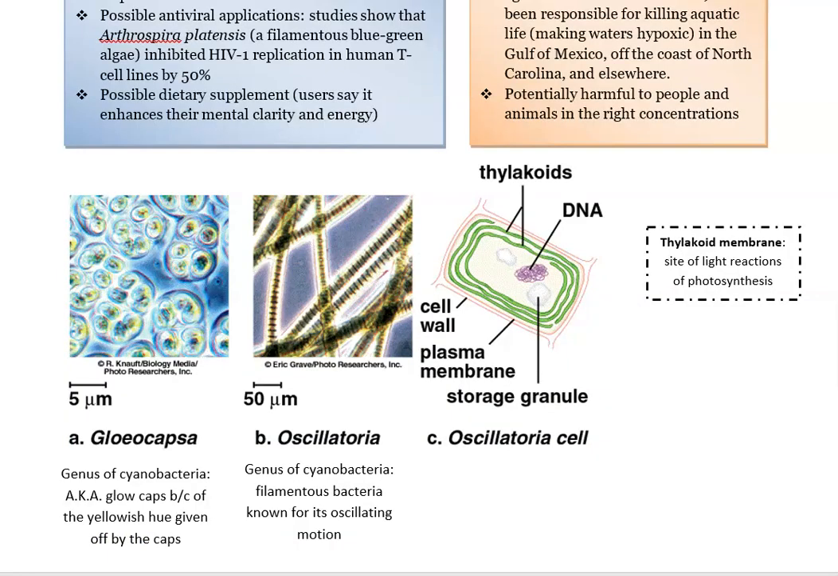So these are a couple different genera of cyanobacteria. In A, you have Gloeocapsa. They're called glow caps because of the yellowish hue given off by the caps. And then you have B, Oscillatoria, which are filamentous bacteria known for their oscillating motion.